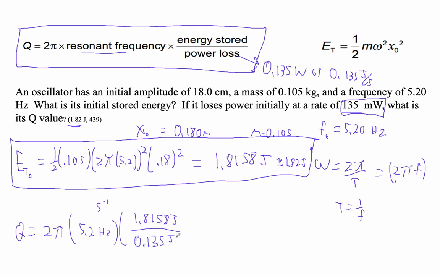So I'm going to put in 0.135 joules per second. Now, let's look at the units here. Joules will cancel joules, and 1 over seconds in the numerator will cancel 1 over seconds in the denominator. And again, we'll have a unitless Q. All right, so 2 pi times 5.2 times the answer I just got, that 1.8158, divided by 0.135.